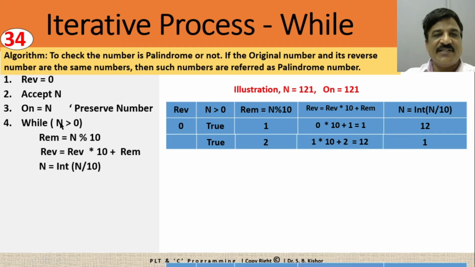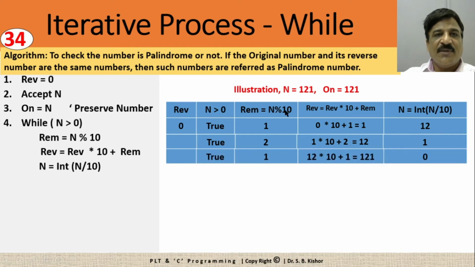Again check, 1 is greater than 0. Yes, condition is true. So 1 mod 10, 1. What is the previous reverse? 12. 12 multiplied by 10 is 120, plus 1, 121. And now 1 divided by 10 is what? It's 0.1. So integer of that, it's 0. Now 0 is greater than 0? No, condition is what? False.